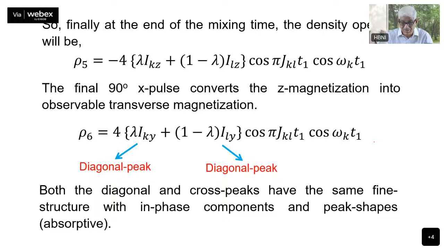What I have written here. Sorry, this is cross, IKY and ILY. So this is the diagonal peak and this is the cross peak.